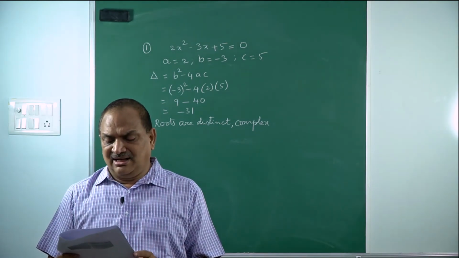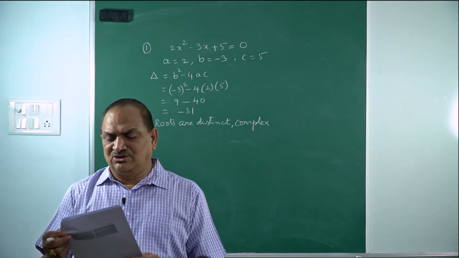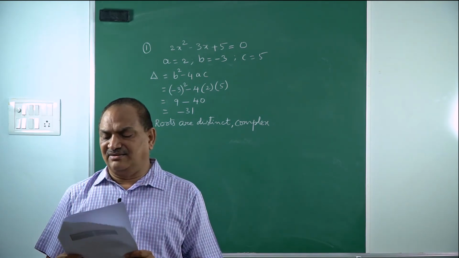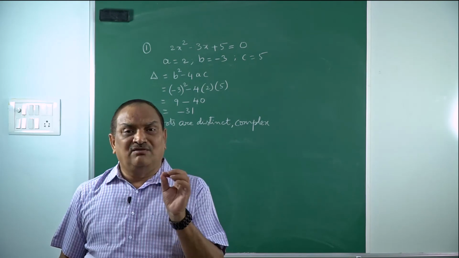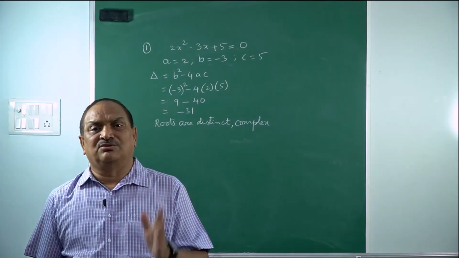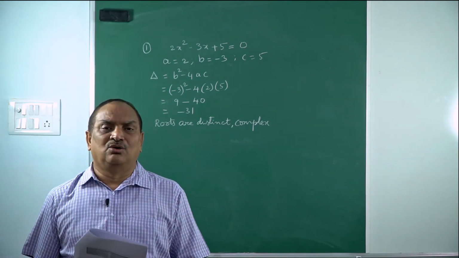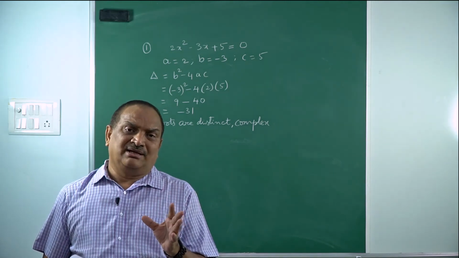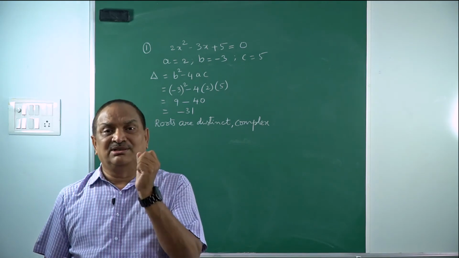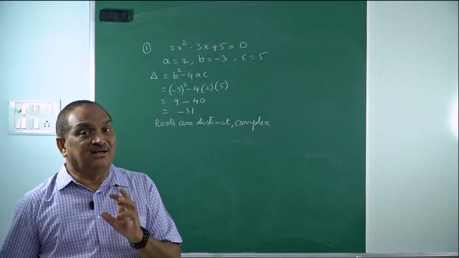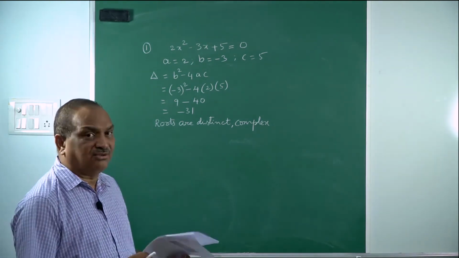Okay, and I go to the next one. Find the values of k in each of the following quadratic equations so that they have two equal roots. If you want two equal roots, delta must be 0. If delta is 0, you get two roots, but those two roots are equal, and therefore you can say there is only one root because both the roots are equal. They are not distinct. It's only one root we are talking about.